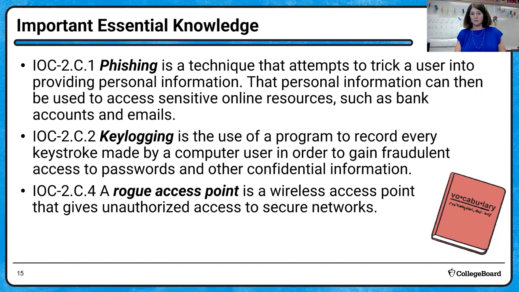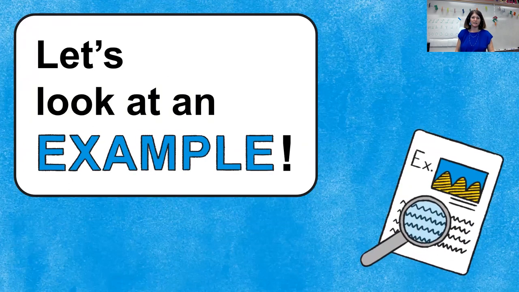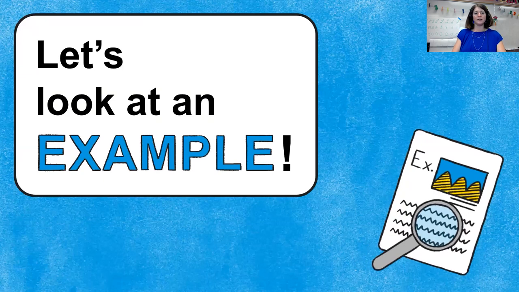A rogue access point is a wireless access point that gives unauthorized access to secure networks. These are all things that we know and are aware of that can cause security issues with devices, with your information, and with things on the internet. So this is important terminology that you need to know. Next up, we're going to look at some examples of questions involving this terminology. We'll see a couple of example questions before you have a chance to try some on your own.